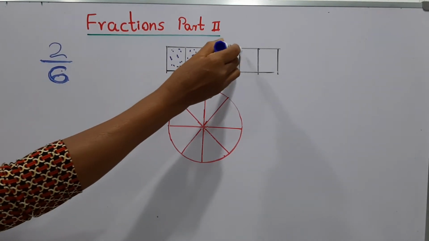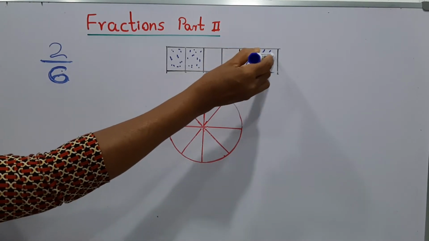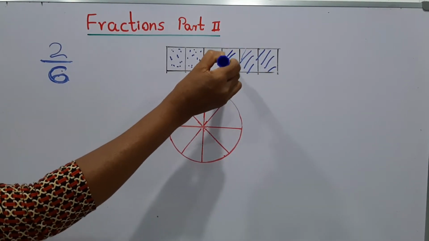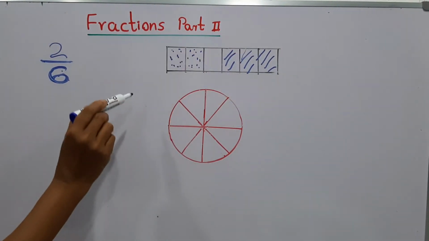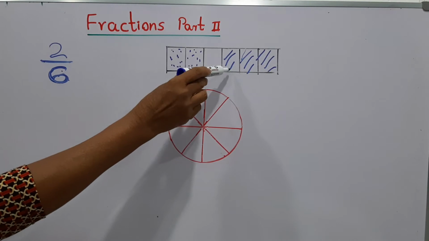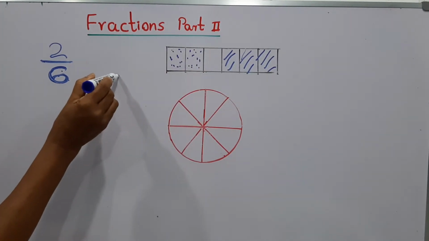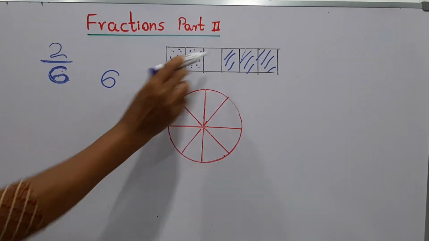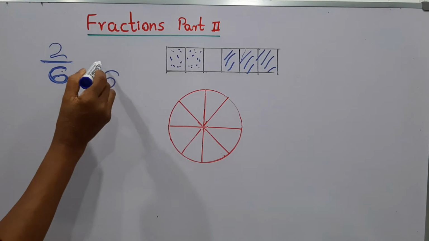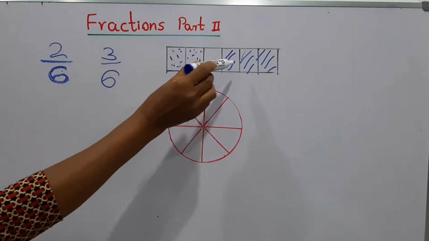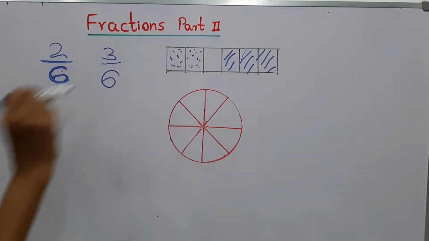Right. Another, I am going to color. I colored another 3 parts also. Then again I am going to write another fraction. This figure has divided into 6 parts. Out of 6, again I have colored another 3 parts. Then 3 I wrote as the numerator, 6 I wrote as the denominator.